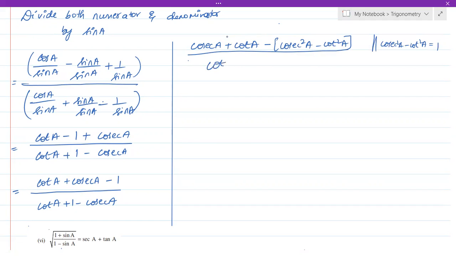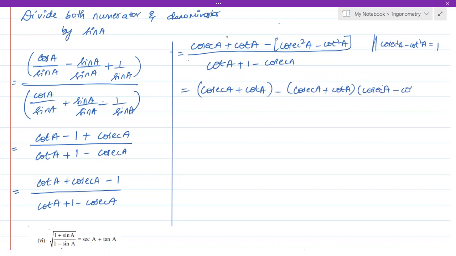We are not going to do anything to the denominator. The denominator will remain as it is, cot A plus 1 minus cosecant A. So cosecant A plus cot A. Okay, let's put a bracket. Let's consider this to be one term, minus. Now, if you observe, this is in terms of A square minus B square. So I can write it as A plus B into A minus B, divided by cot A plus 1 minus cosecant A.